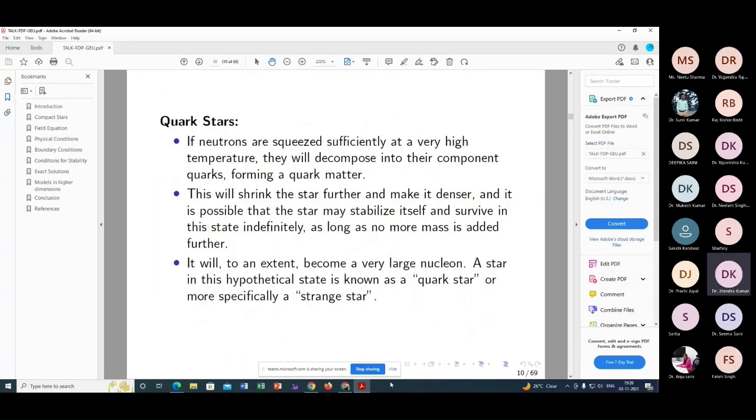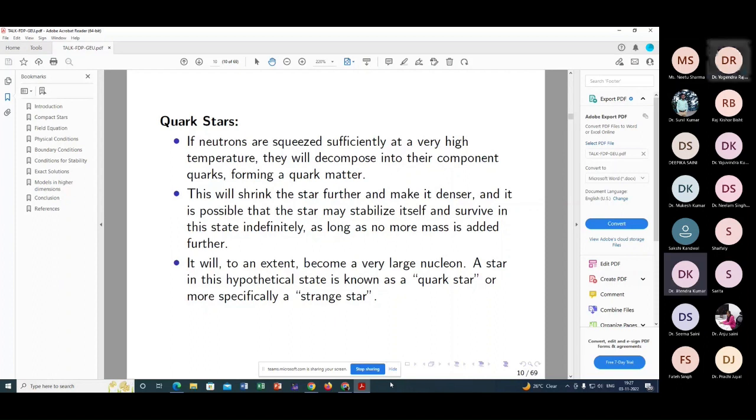And now we have the quark stars. If neutrons are squeezed sufficiently at a very high temperature, they will decompose into their component quarks, forming quark matter. Means if we have a neutron star with a very high temperature, then it becomes quark matter, and it will shrink the star further and make it denser, and it is possible that the star may stabilize itself and survive in this state indefinitely as long as no more mass is added.